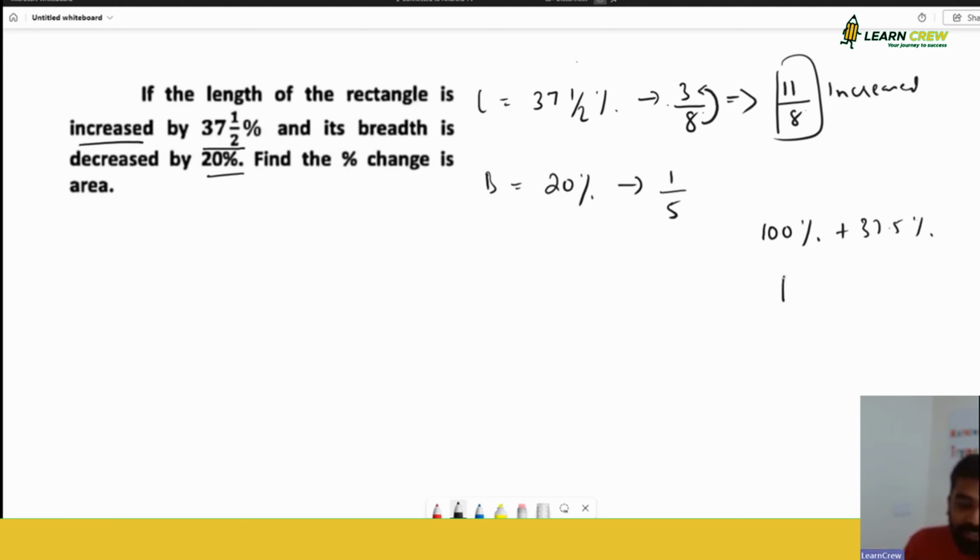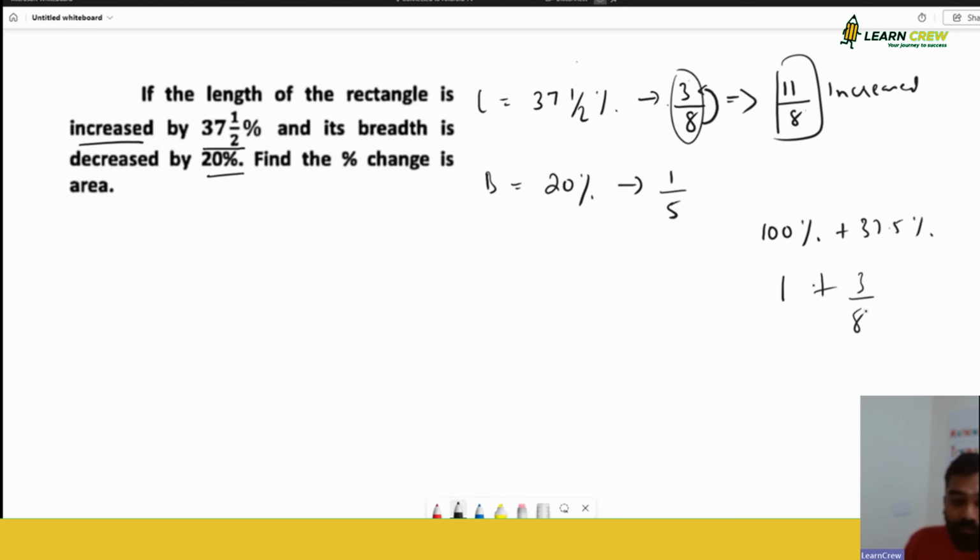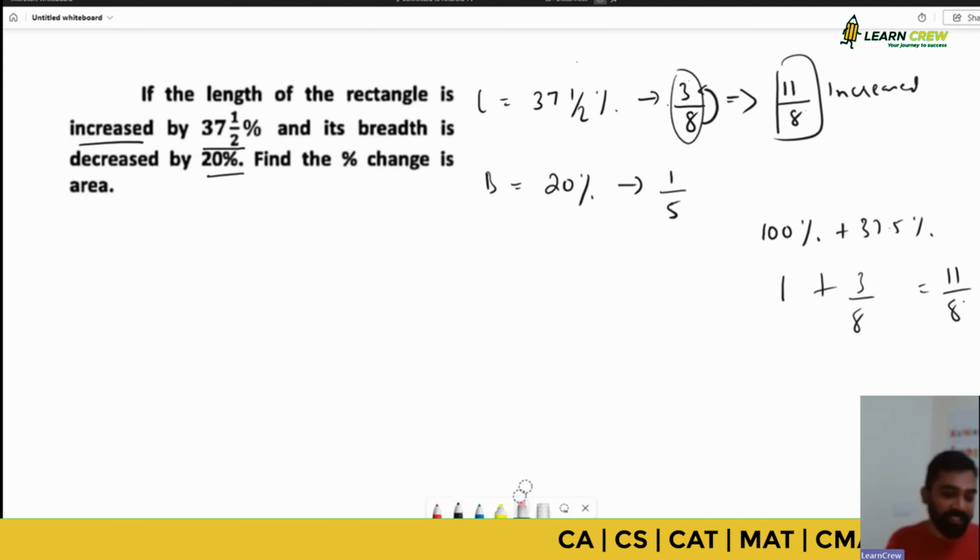So this 100% is nothing but 1, and this 37.5% is nothing but 3 by 8. If you add these two together, what are you going to get? 11 by 8. Same thing only I'm doing. After increasing, it is going to be 11 by 8. Clear? Okay. Now, what's the next statement given?